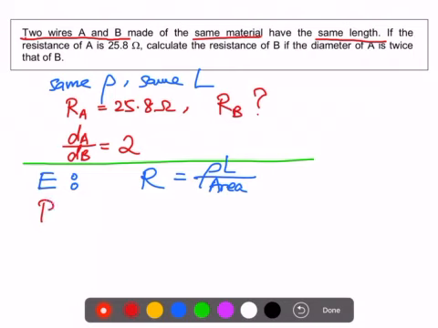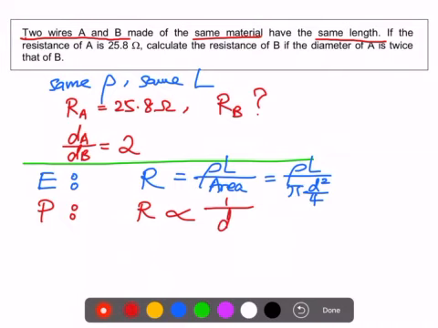Next, we have proportional. Resistance is proportional to resistivity, but resistivity is the same and length is the same, so we can ignore both and write down the area. However, area is expressed in terms of diameter. So in our original equation, write down area as pi d squared over 4. And therefore, for proportional, resistance is inversely proportional to diameter squared.